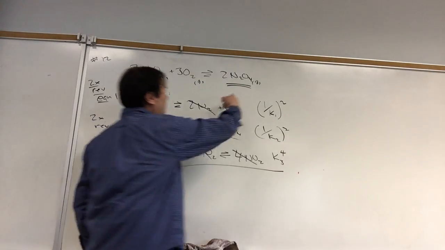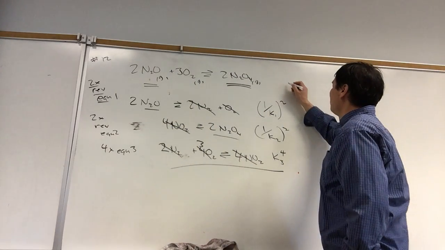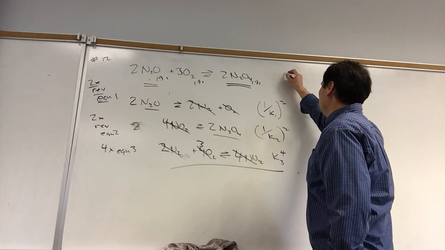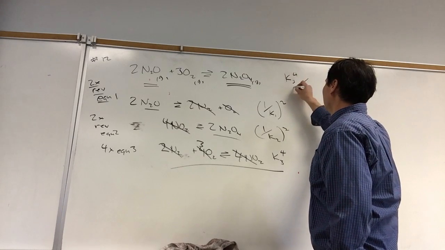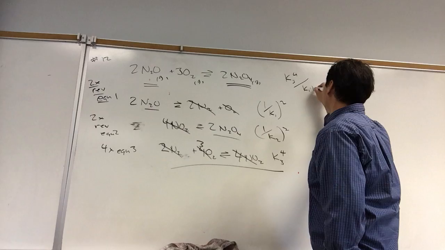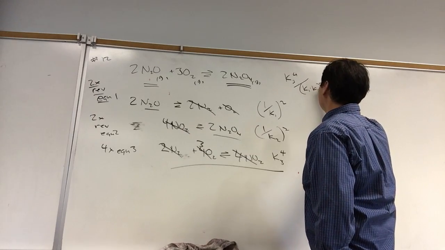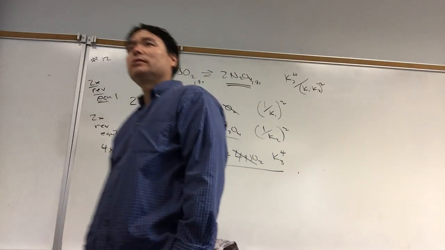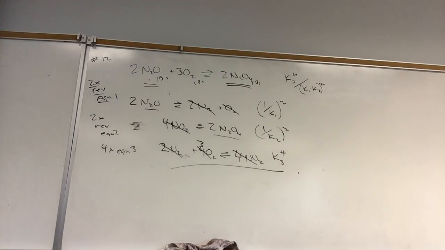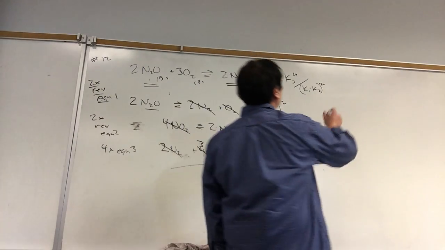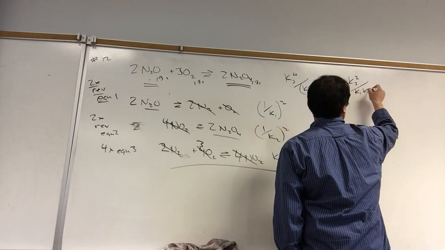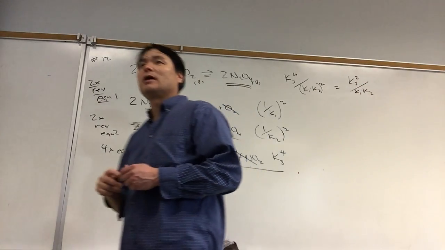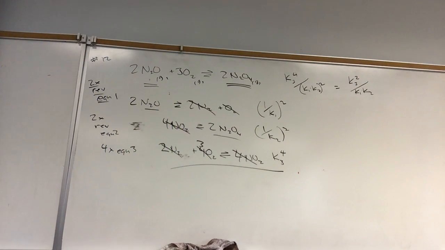And so this one is just going to be K3 to the 4th divided by K1 times K2 squared. You take the square root of that. Take the square root of that. Get K3 squared over K1 times K2. And then just multiply out the numbers, get the correct number of sig figs. Okay, so that's what you do.